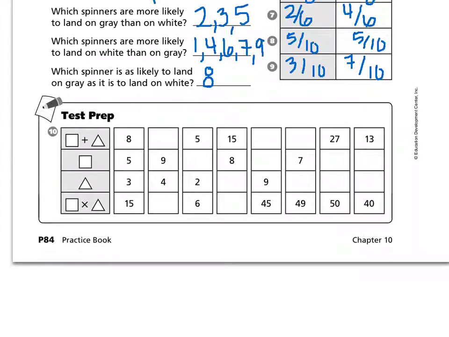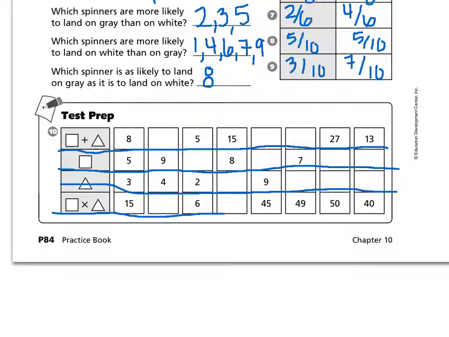For the test prep, I need to use the chart to fill out the whole entire diagram. So I have a square plus a triangle, which will be the top row. I have a square, which will be the second row, a triangle, which will be the third row, and a box square times a triangle for the last row. So using this information, I'll be able to fill out everything.